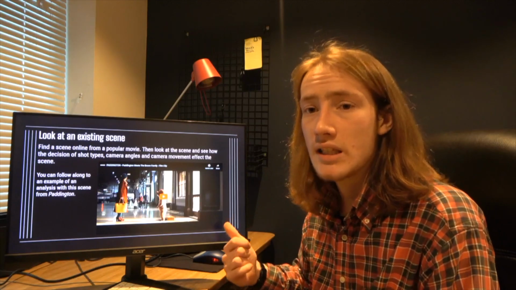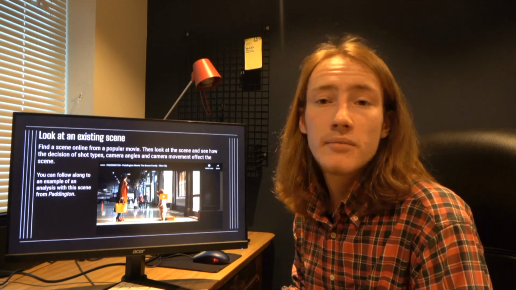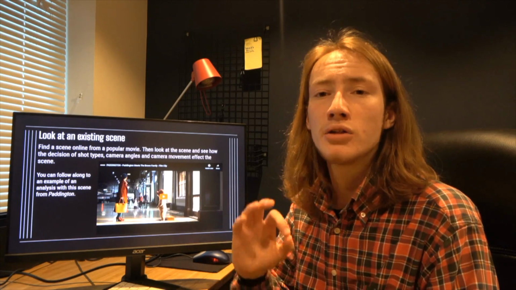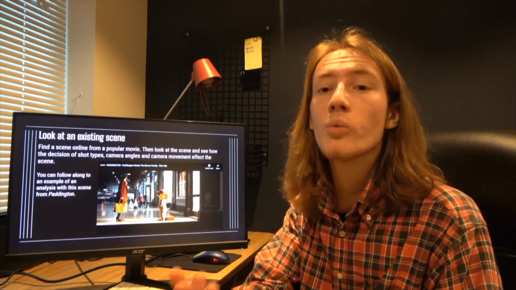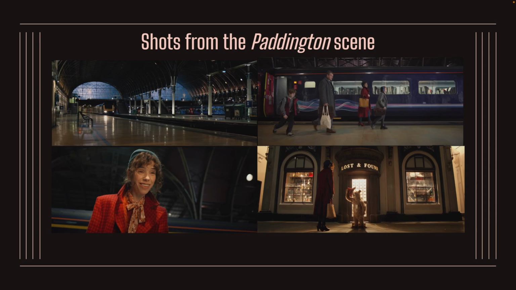So this is just a scene from Paddington, one of my beloved films. Here you just choose a scene, any favorite scene, you analyze it. And I'm just going to show you a quick example of just a very simple analysis you can do. When doing your own analysis, I recommend you to go more in depth. So here are different shots from Paddington. Maybe you could see if you could identify them again.